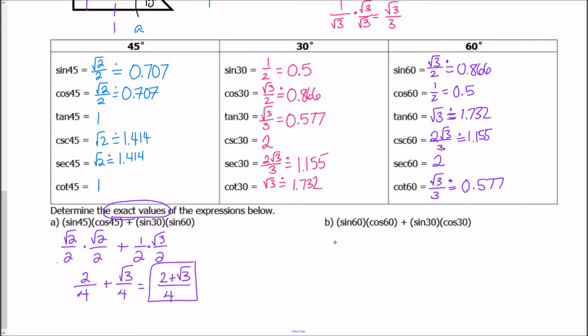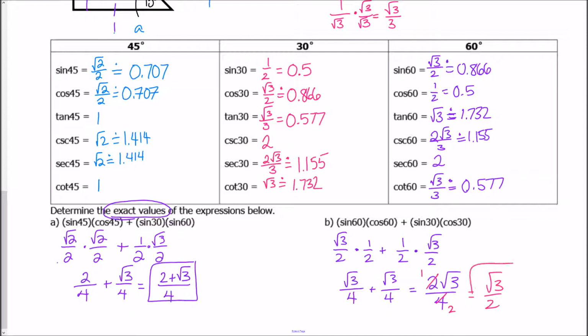Okay, now for the next one, I'm going to do the same thing. I'm going to use my information here. So sine of 60 is root 3 over 2. Cosine of 60 is 1/2, plus sine of 30 is 1/2, and then cosine of 30 is root 3 over 2. So here I end up getting root 3 times 1 is just root 3. 2 times 2 is 4. I'm going to do it again. Root 3 times 1 is just root 3. 2 times 2 is 4. So I end up getting 2 root 3 over 4, but I'm allowed to simplify this to make this a 1 and make this a 2, so I end up getting just root 3 over 2.